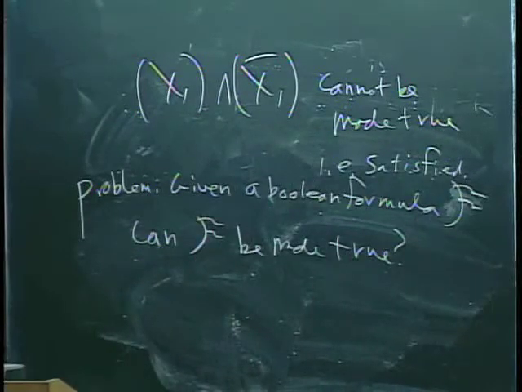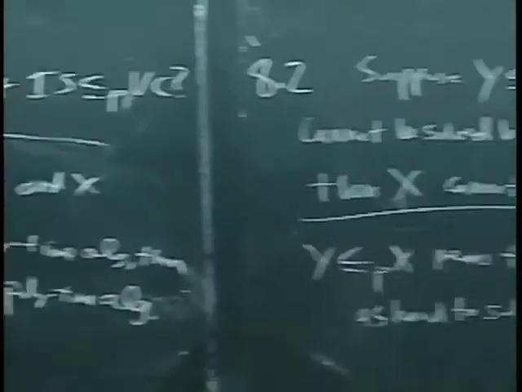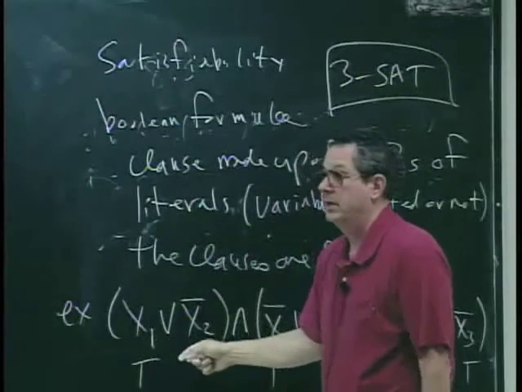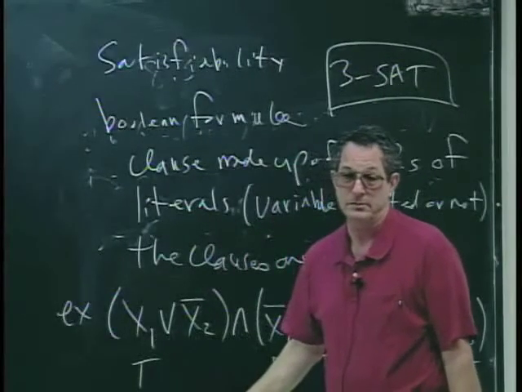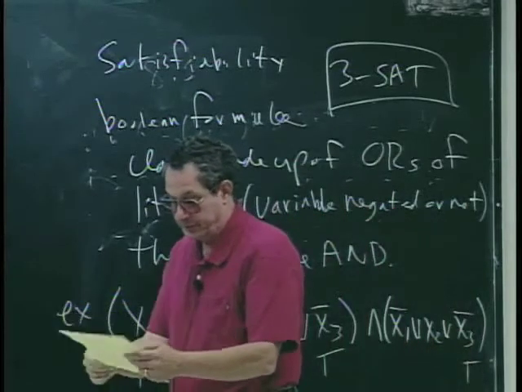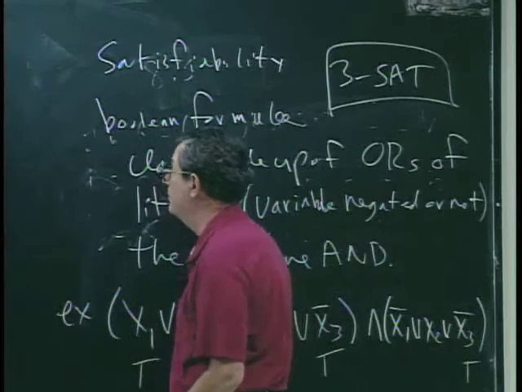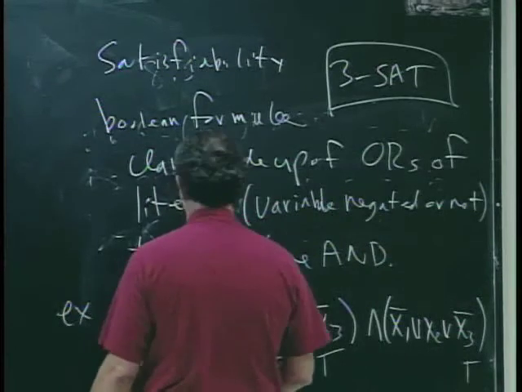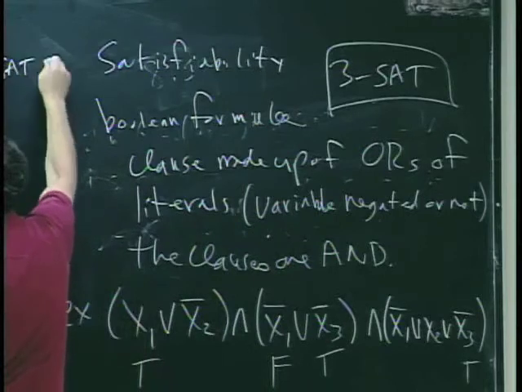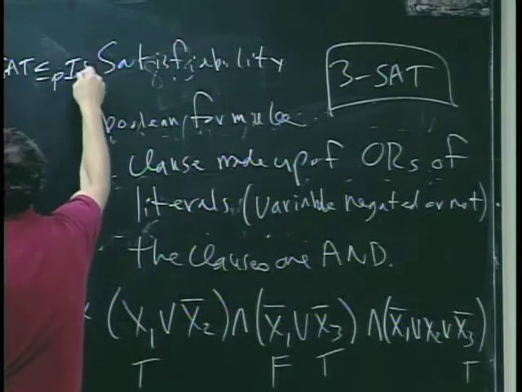3SAT is another version of that. 3SAT is just a version of satisfiability where every clause has at most 3 literals. Okay, next time what I'm going to do is show you how the 3SAT problem can be reduced in polynomial time. So I'll just write it down. 3SAT reduces in polynomial time to independent set.